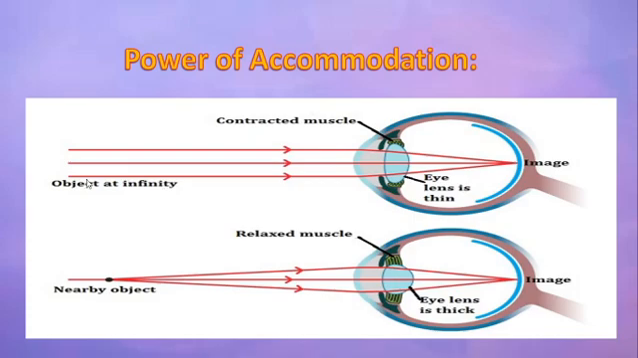You see, object at infinity means eye lens is thin, so we can see the objects at infinity distance. Then second case, it is a nearby object, what about the change in eye lens? Eye lens is thick. So now also we can see the objects.